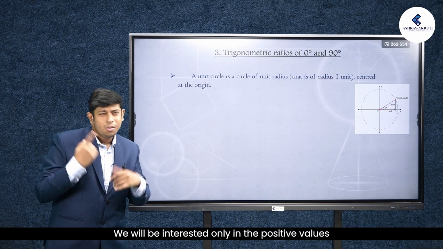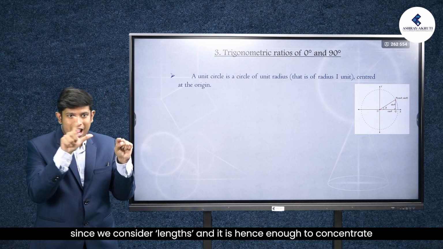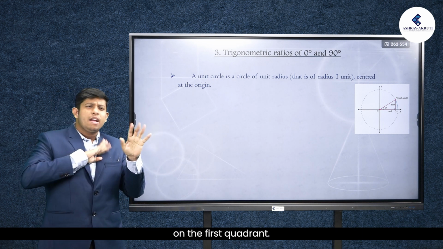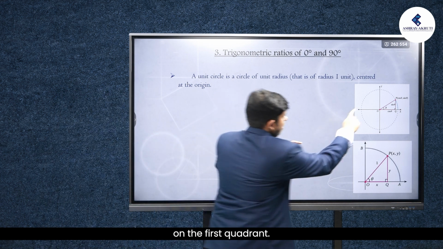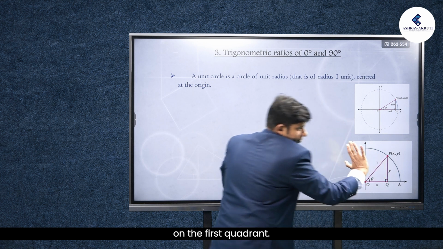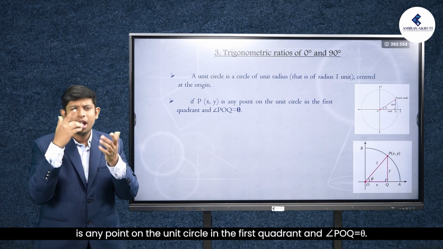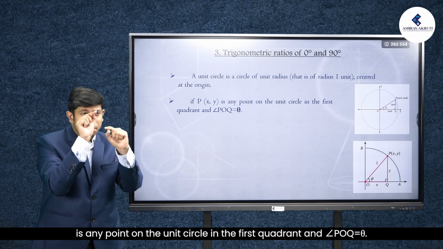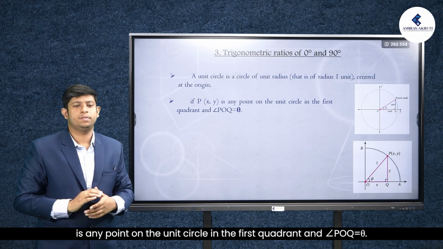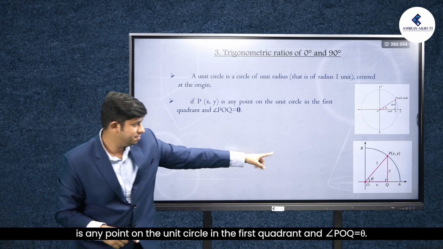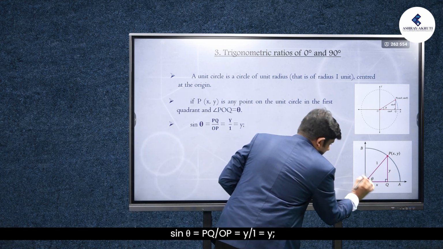We will be interested only in the positive values since we consider lengths, and it is hence enough to concentrate on the first quadrant. We can say that if P of x comma y is any point on the unit circle in the first quadrant and angle POQ is equal to theta, sin theta is equal to PQ by OP.